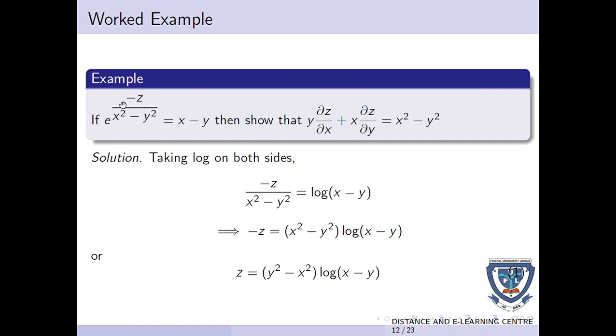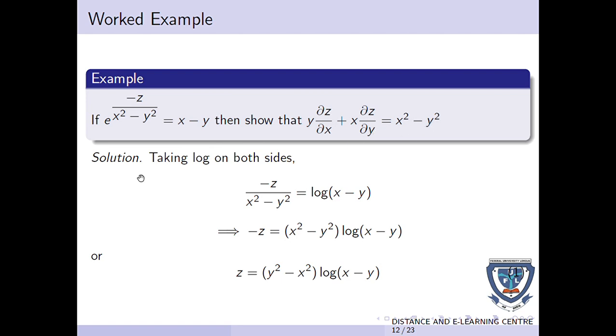Now let's look at this worked example. If exponential raised to power minus z over x squared minus y squared is equal to x minus y, then show that y dz dx plus x dz dy is equal to x squared minus y squared.